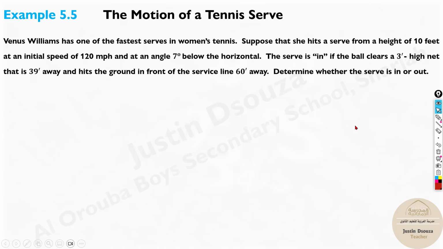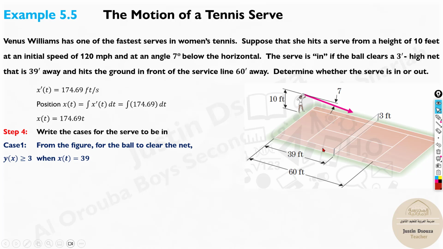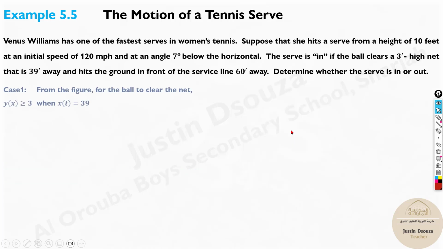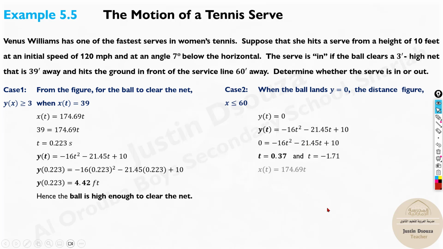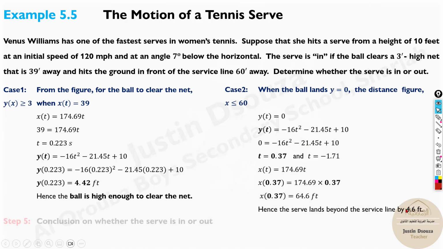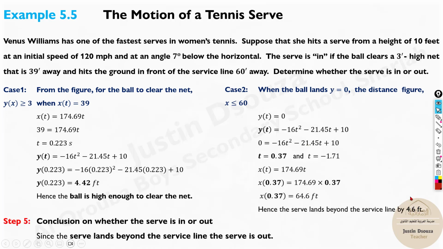If you see the figure in the previous slide, when she hits, it'll clear the net, but it'll go outside because the service line is there. So the serve is out. You can tell it goes beyond by just 4.6 feet. Since the serve lands beyond the service line, the serve is out. This is how we solve it. This is the detailed way to solve it.